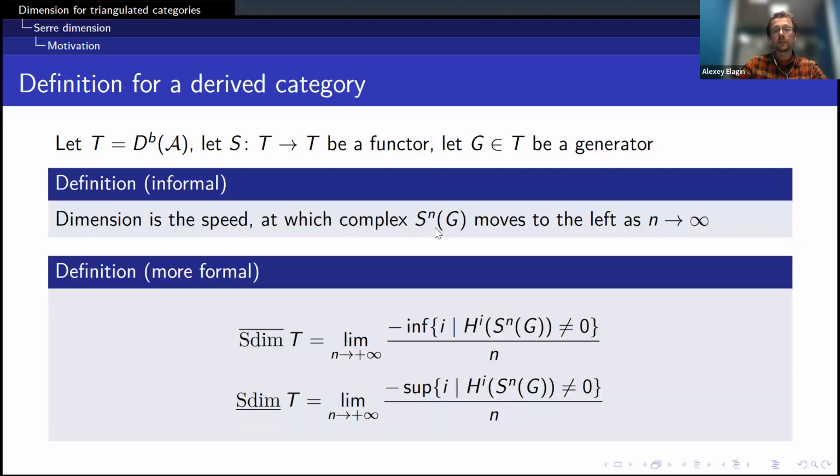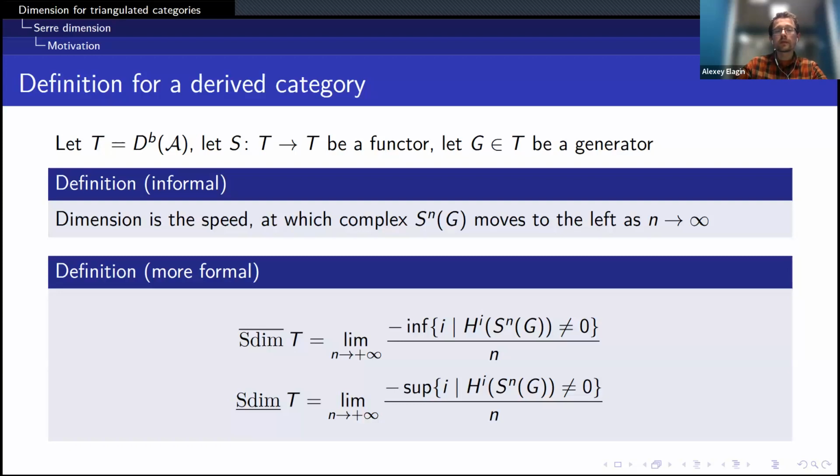To make this definition, for any fixed iteration n, let's consider cohomology of this object. Let's take the minimal cohomology. This is some number depending on n, and let's see how quickly it changes when we increase n. So usually this is a negative number, so we take minus sign, divide this by n, and take the limit. That's what's called the upper Serre dimension of the category with respect to a functor S. And if one takes the maximal number with non-zero cohomology, we obtain the lower Serre dimension.